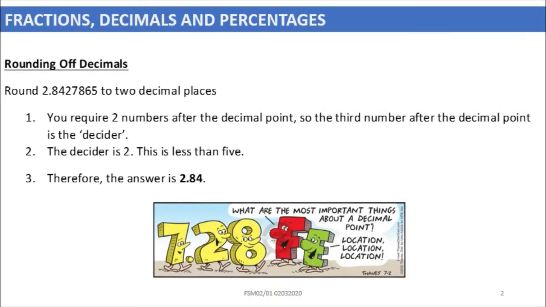Decimals. We're looking to round 2.8427865 to two decimal places. Two numbers are required after the decimal point. The third number after the decimal point is the decider. So it's 2.842. The decider is 2. This is less than 5, so therefore, we will round our answer down.